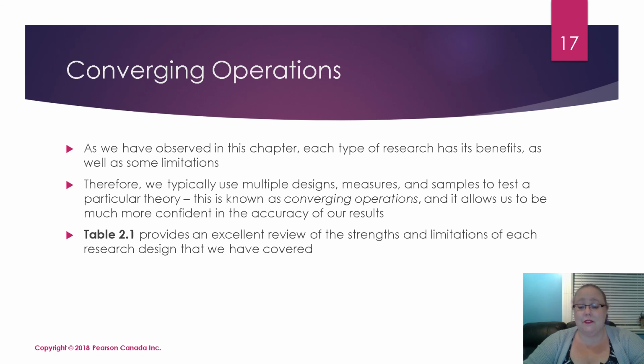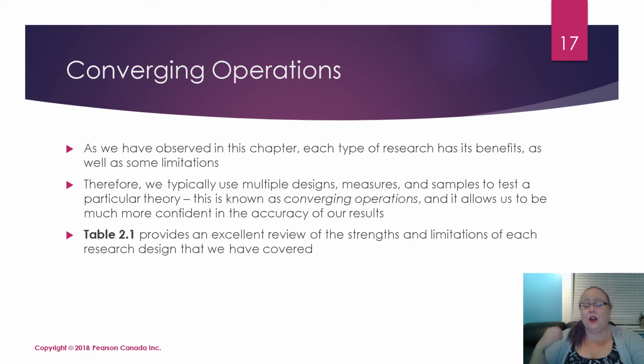So just to finish off this lecture, we're going to talk a bit about how it all comes together. As we observed in this chapter, each type of research has benefits, but they also have limitations as well. Therefore, we typically use multiple designs, measures, and samples to test a particular theory. It's not good enough to just do some observational research and then say, yeah, I found this result, it's great, it's perfect. I really trust it.